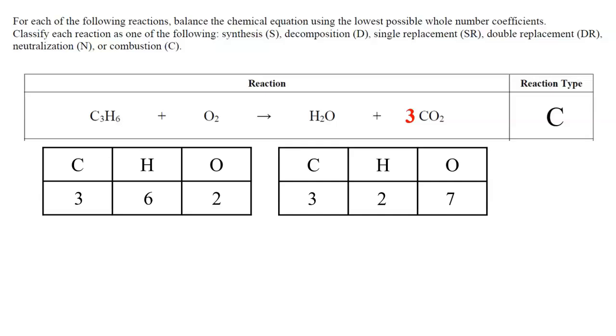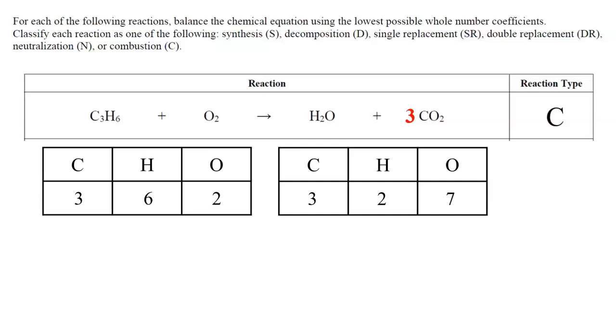And as you can see in the table, I have 7 oxygens on the right. The reason I have 7 oxygens is because with that coefficient of 3 in front of the CO2, that would be 3 times 2 for oxygen. So 3 times 2 is 6, but then there's another oxygen atom in the formula for H₂O. So that would be a total of 7 oxygens on the right.